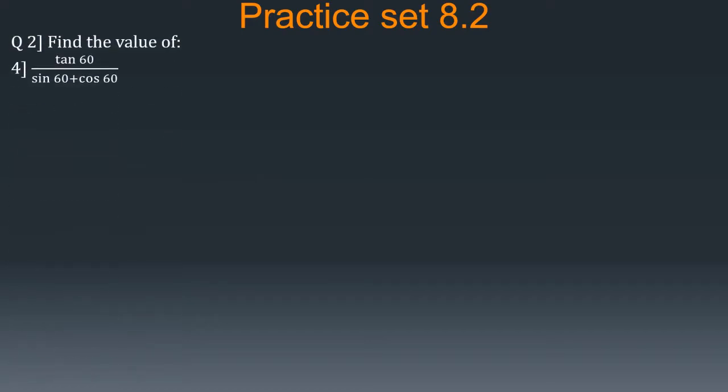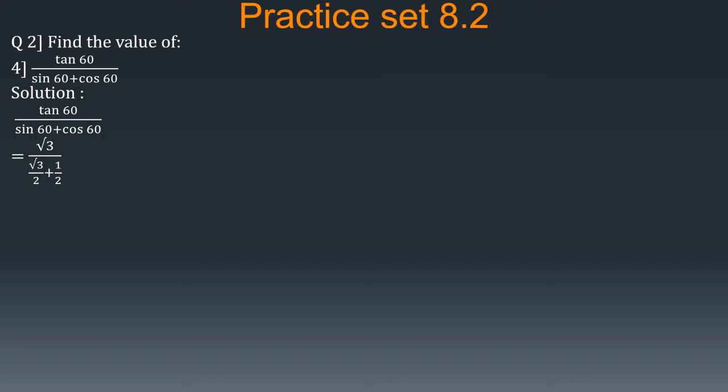Fourth question is tan 60 divided by sin 60 plus cos 60. Now here we are going to use the values of tan 60, sin 60 and cos 60 from the table. We are going to substitute those values here and get the answer. Let us begin with the solution. Tan 60 is root 3, sin 60 is root 3 upon 2 and cos 60 is 1 upon 2. So substituting those values we get root 3 upon root 3 upon 2 plus 1 upon 2.